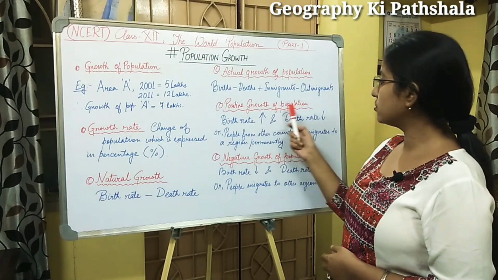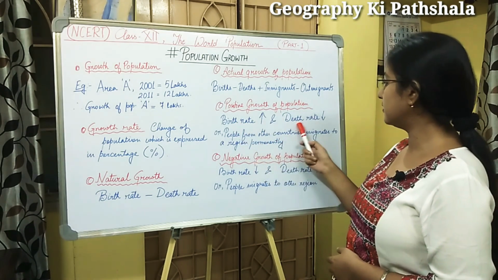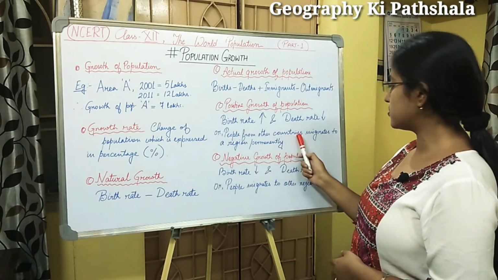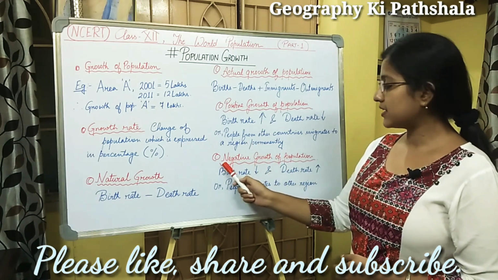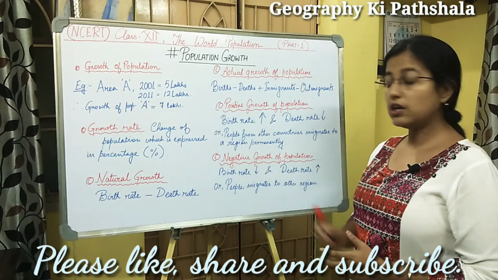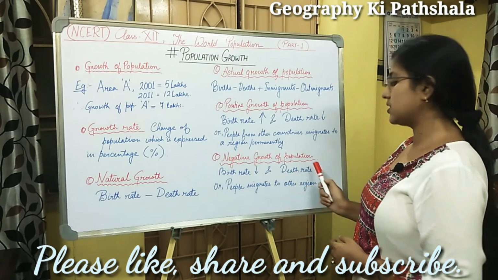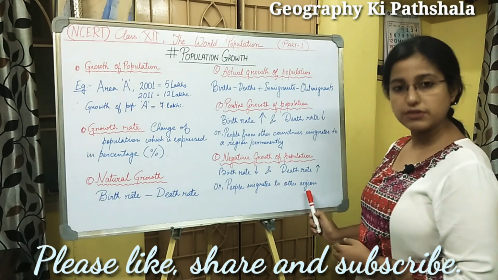In positive growth of population, we see that the birth rate is higher than the death rate, or that people from other countries migrate to a region permanently. Next, in negative growth of population, the birth rate is lower and the death rate is higher, or people migrate to other regions.